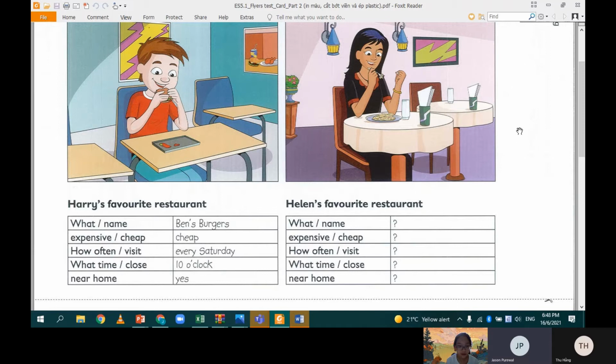Okay, so my first question is, what is the name of Harry's favorite restaurant? My favorite restaurant is Ben's Burgers. Is this restaurant expensive or cheap?